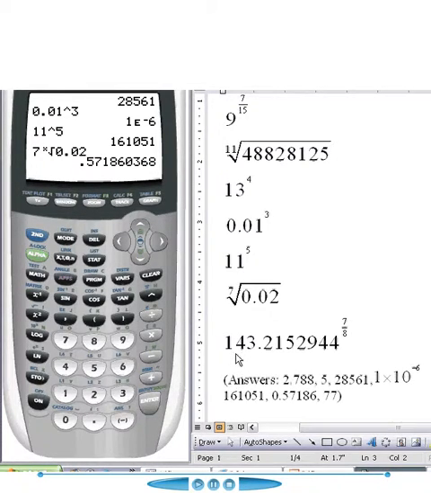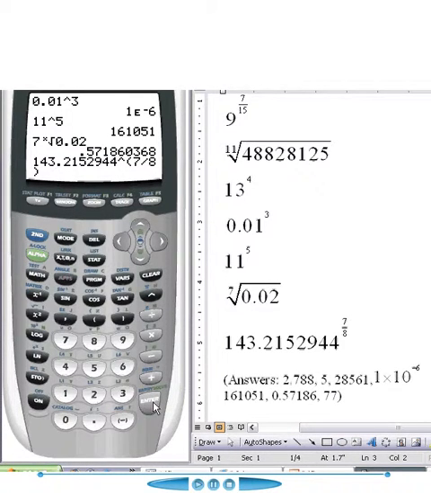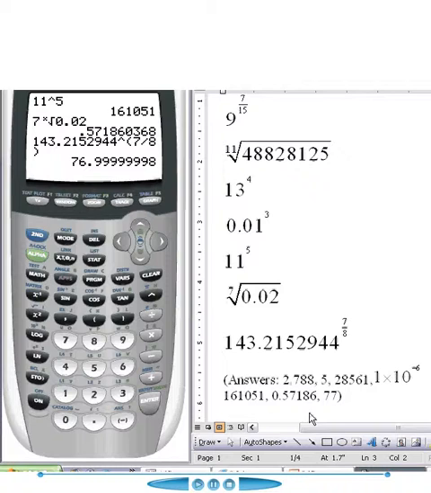Now let's finish the way that we began by taking a number and raising it to a fractional power, 0.2152944, and remember the key that we use to raise to a power is the hat sign key. We want to raise this to the 7/8 power, but it has to go in parentheses, so we open the parentheses and then 7 divided by 8, then close parentheses. Press enter and we get our final answer, approximately 77.